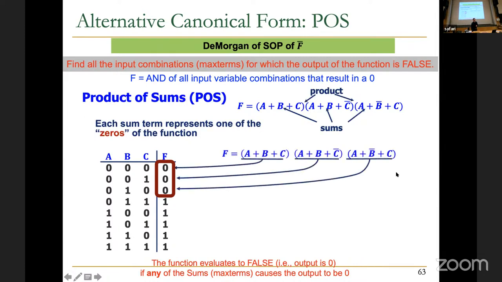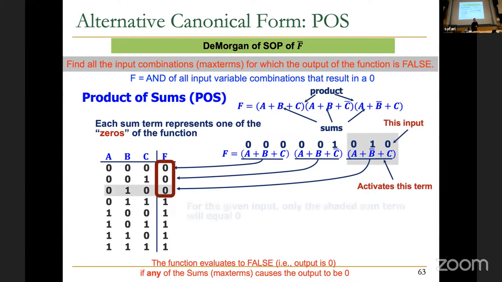So let's take a look at this. Basically, this becomes zero if all of the inputs are zero, as you can see. This becomes zero if A and B are zero and C is one. So if this input is applied, you activate this term.